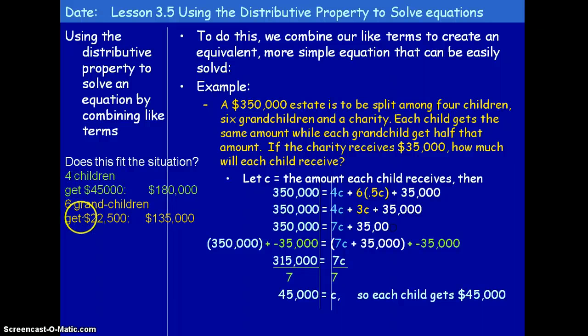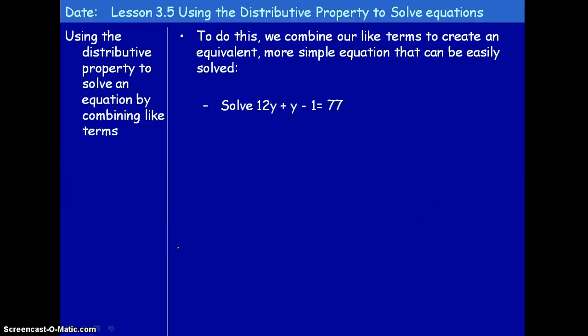This would mean that 6 grandchildren get $22,500 apiece for a total of $135,000. The charity, of course, gets $35,000. If we find the total of each of these 3 parts, we can see that it adds up to the total estate of $350,000. Our next example, we were asked to take a look at a straightforward equation.